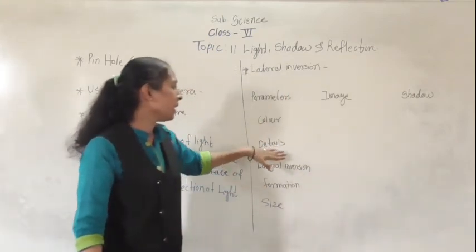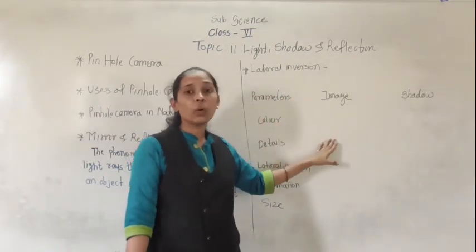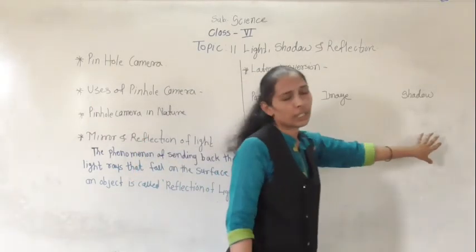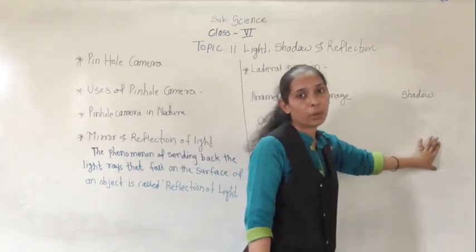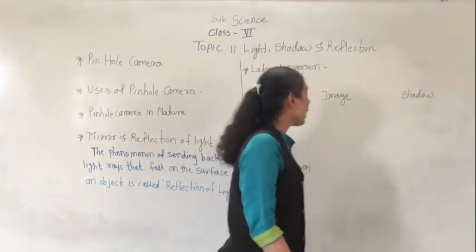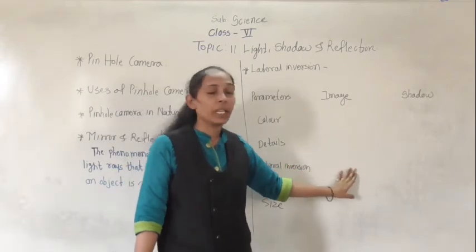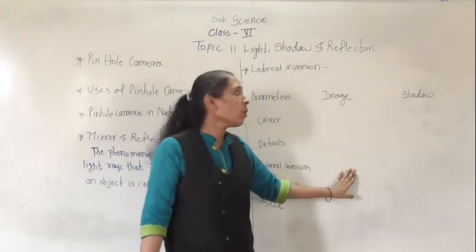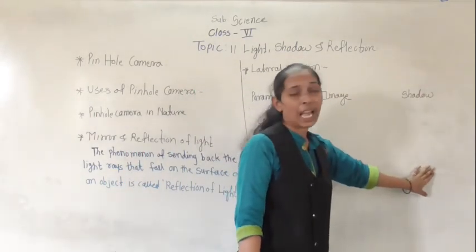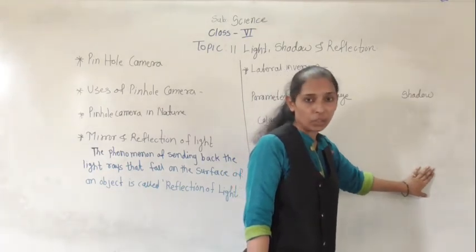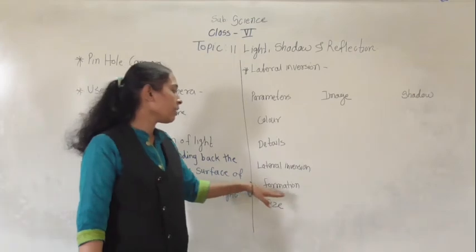Next one, that is detail. The image can give all the details about an object, while shadow does not give any type of detail about an object. Next one, we will discuss lateral inversion. So see, image is showing the lateral inversion, while the lateral inversion is absent in a shadow. Shadow does not show the lateral inversion. Next one, we will discuss, that is formation.